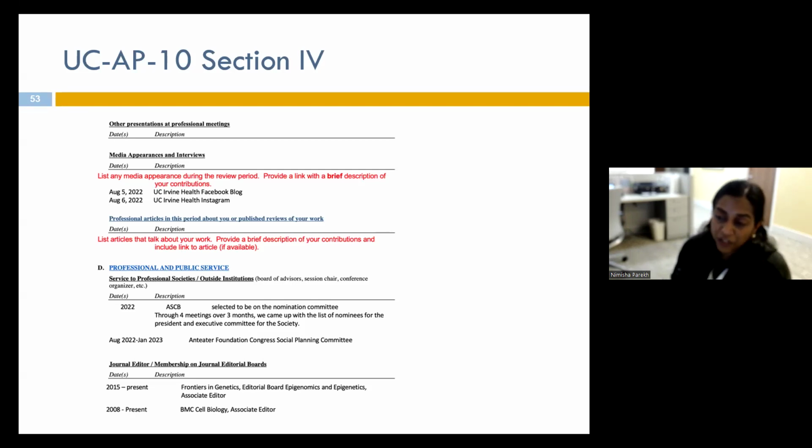Now let's talk about professional and public service. So service to professional societies or outside institutions. So let's say you are the committee chair of the Women in GI Committee, for example. This is where I would have you include it. Let's say you're on the Social Planning Committee for one of your organizations. This is where you include it. If you are invited to be on the Congress Planning Committee, you would include it here. If you're a journal editor, membership on journal editorial boards, this is where you would include it under Part D.